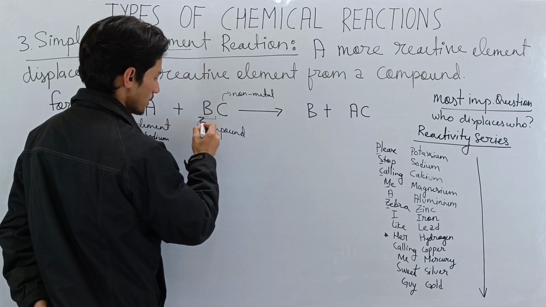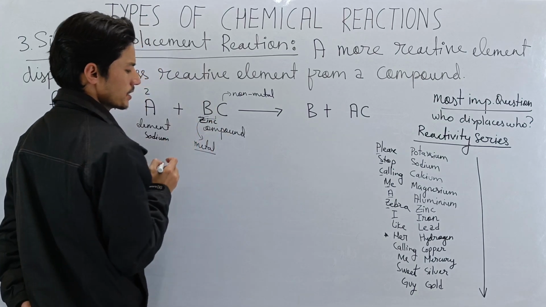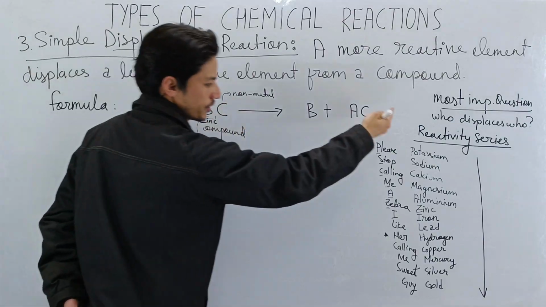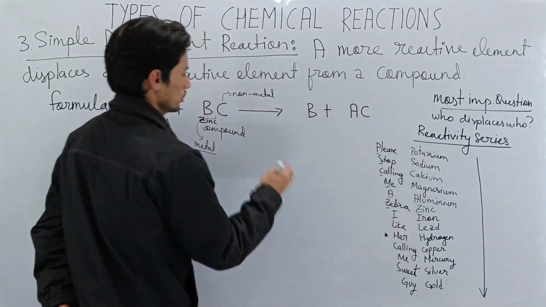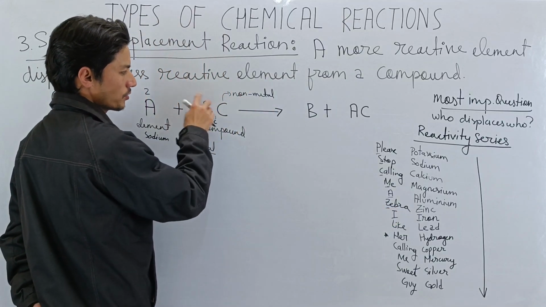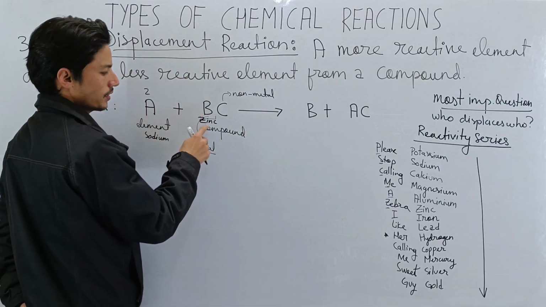So let's say B is zinc. Okay. C, forget about C. C is a non-metal. There is no non-metal here except hydrogen, so C is not hydrogen either. So leave it. We'll pay attention to this one. This is a metal. This is zinc.